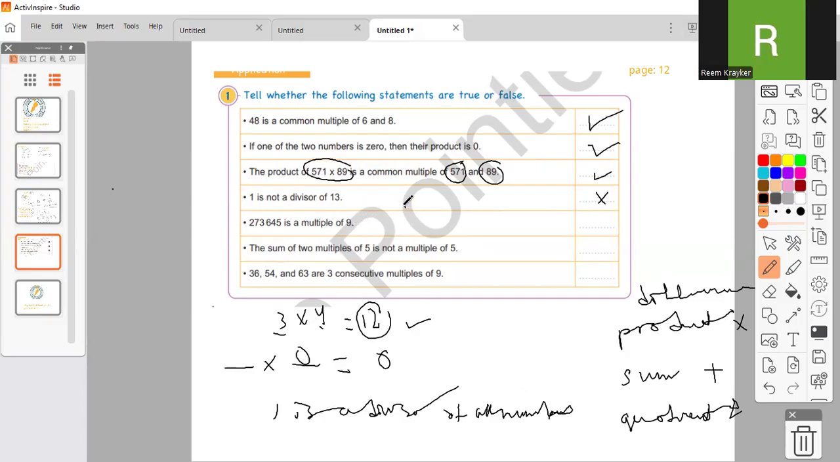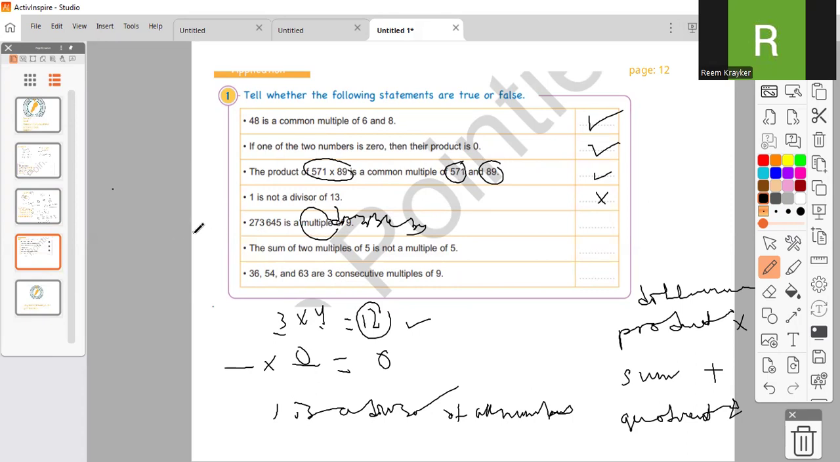Is this number a multiple of 9? How can we know? We have to find the sum, because I said that multiple means divisible by. They have the same meaning. When I say multiple or divisible by, they have the same meaning. How can I know if this number is a multiple? When it's divisible by 9, then it's a multiple of 9.